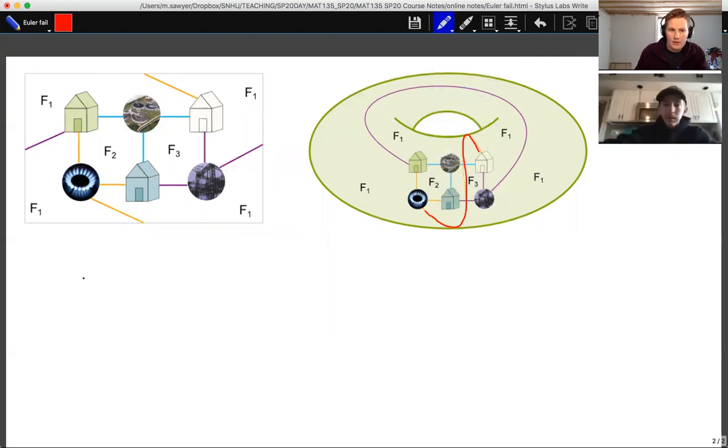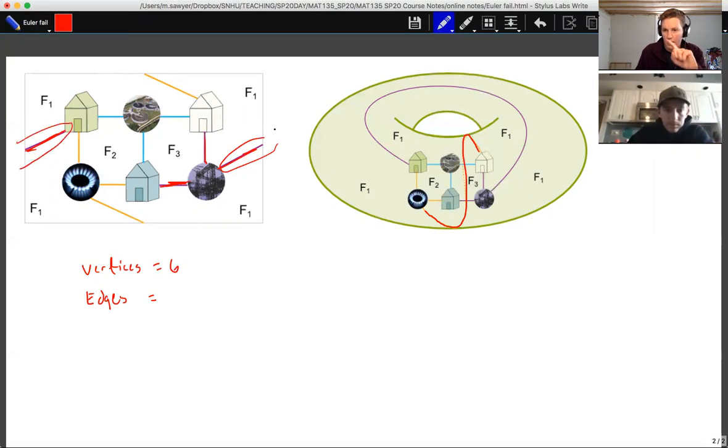So we still have 6 vertices because we have 3 houses and 3 utilities. If we count our edges, we have the 3 edges from each utility. Notice that this edge here is a continuation of this edge, so that's just one edge there. We have to be careful how we're counting our edges. We have 3 edges from each utility, so 3 electric, 3 water, and 3 gas. So we have 9 total edges.